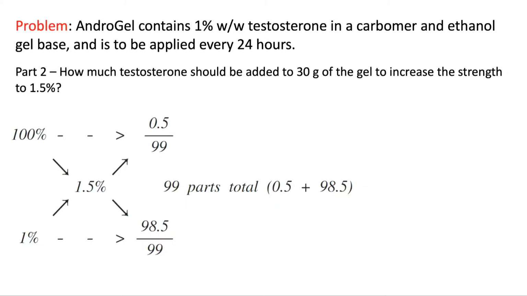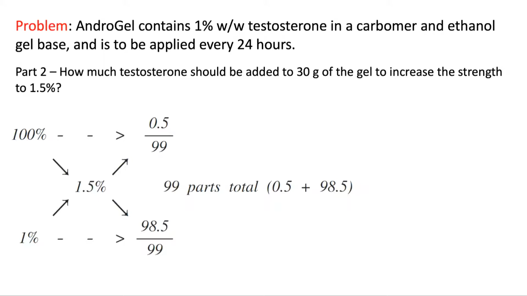And then to determine the total number of parts, let's add those individual parts together. So 0.5 plus the 98.5 gives us a total of 99 parts. So the proportions that we set up essentially say that we need 0.5 out of 99 parts to be 100% testosterone, whereas we need 98.5 out of the 99 parts to be the 1% gel that we already have. Now that we have that, we can try to solve for this.